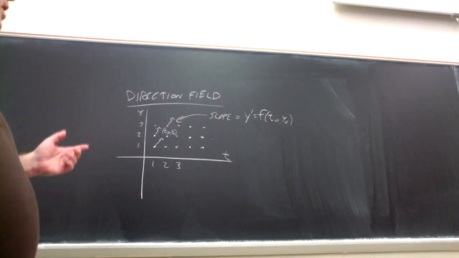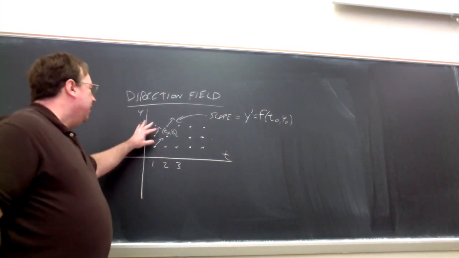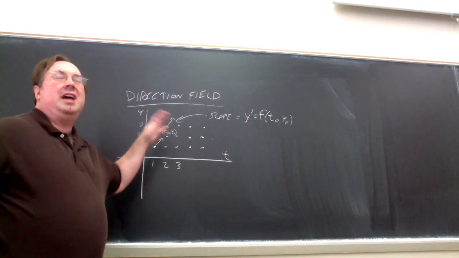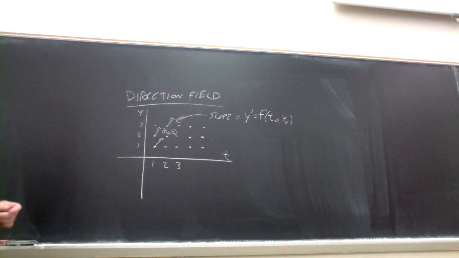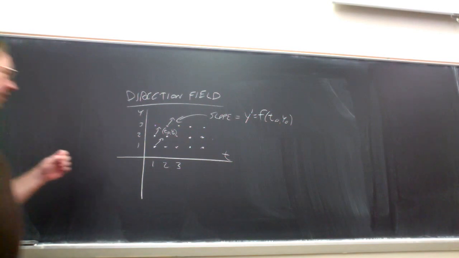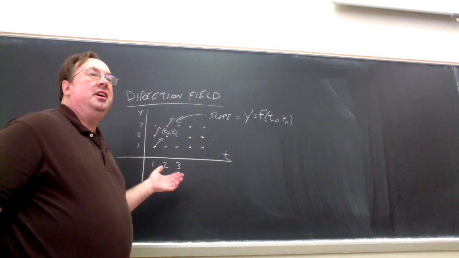Okay. Y prime evaluated at that point, and of course you should draw the arrows in a way that they don't overlap each other, so make them pretty short. And what the problem is asking about is, as you start to do these, are there certain trends that you can see based on the slope?